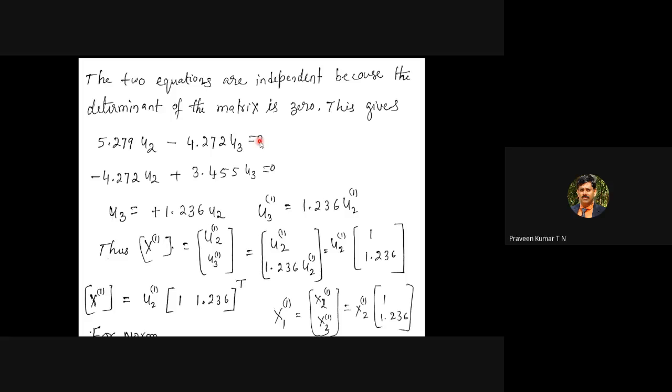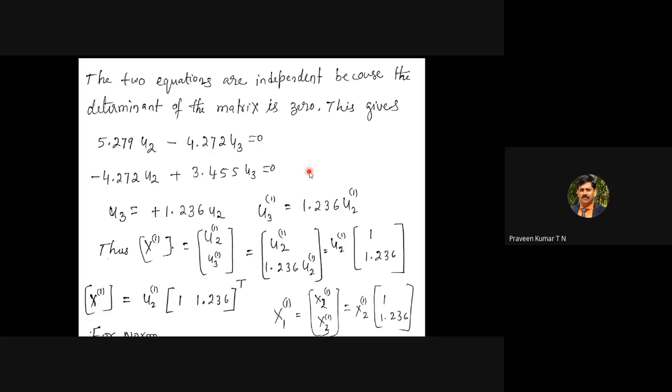You can use the first equation or second equation. By using the first equation or second equation, you can get the relationship between U1 and U2 or U2 and U3. Because U1 is 0, now you can say that U3 is equal to 1.23. You are considering the first equation. I have put some notes and comments on the right side, so you can understand better what I am explaining.